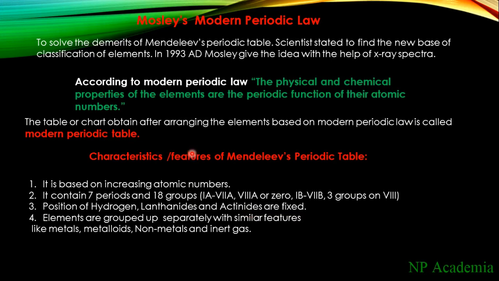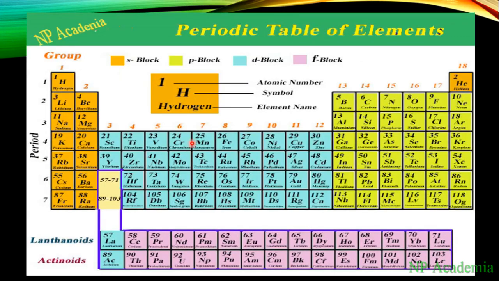That is the features of the modern periodic law. And this is the modern periodic table. As we discussed, the position of hydrogen is here. It donates 1 electron, so its group is fixed here.